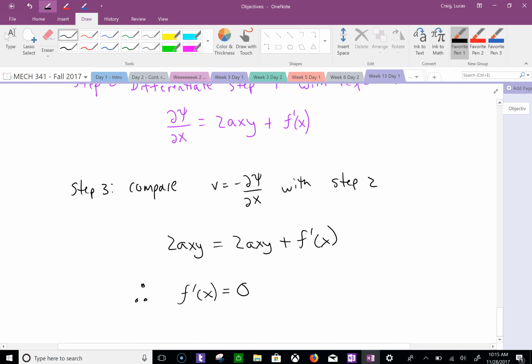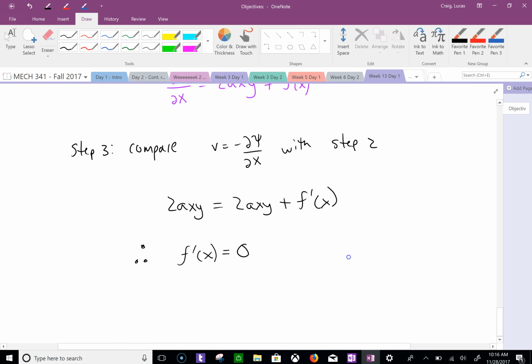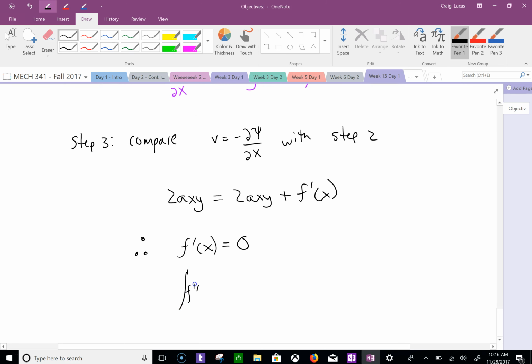So we're doing step 3 to find f prime of x. And then what do we need to find f? We integrate, right? Oh, f of x is constant. What happens if it wasn't 0? Then you'd integrate and you would find that this would be a function of x, which doesn't make sense.